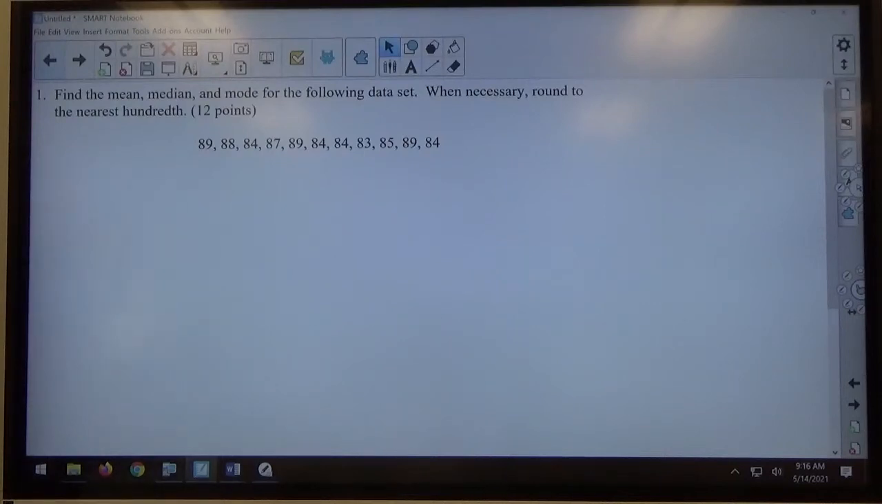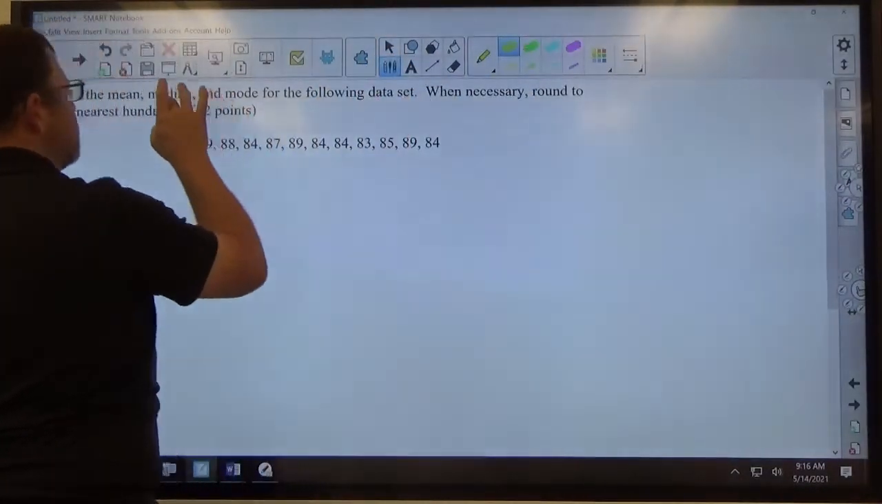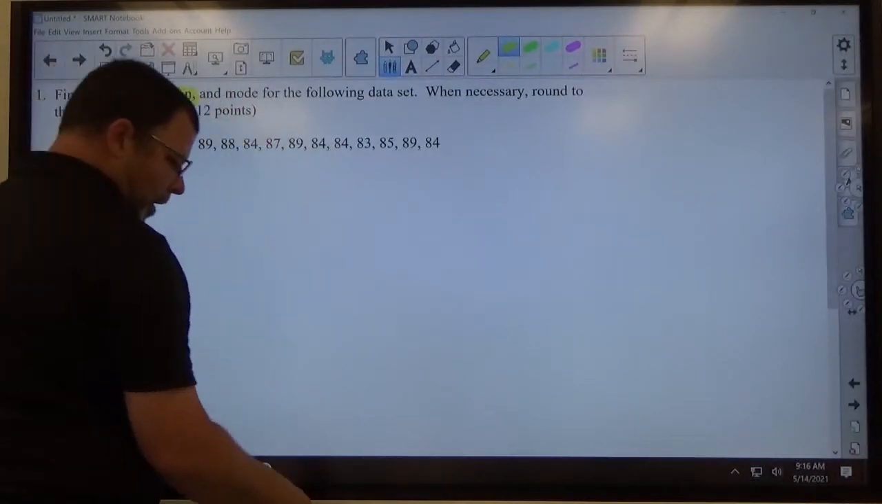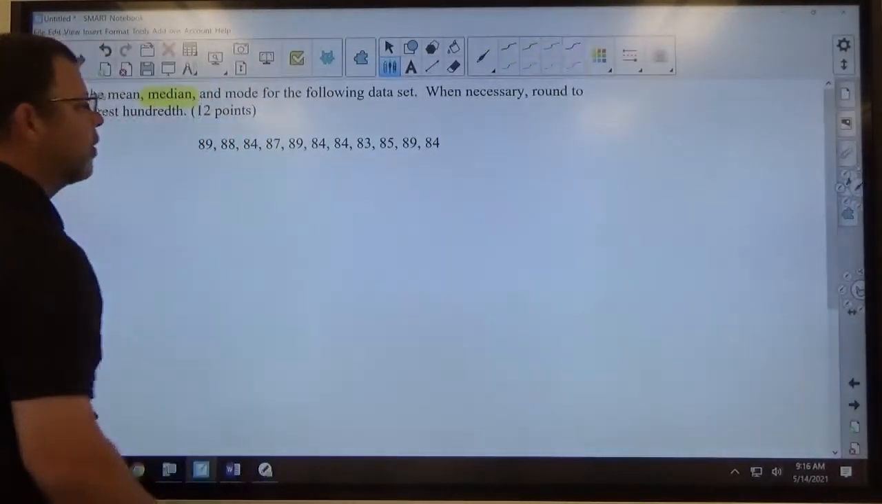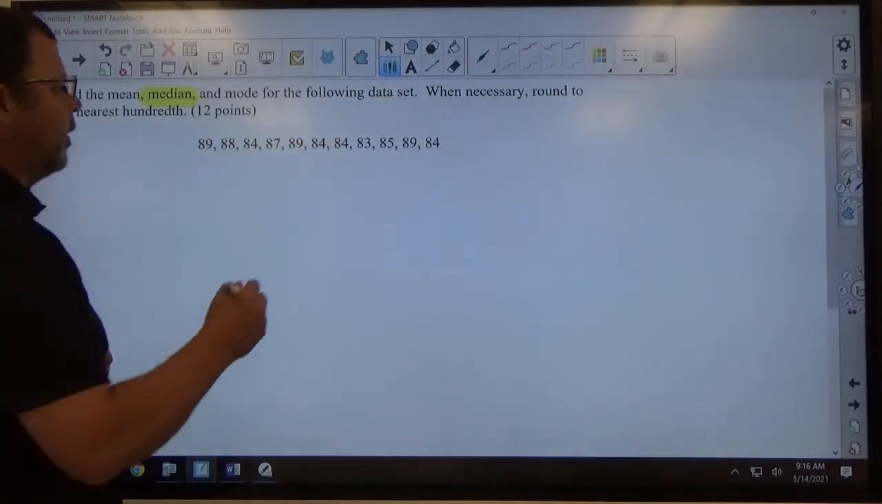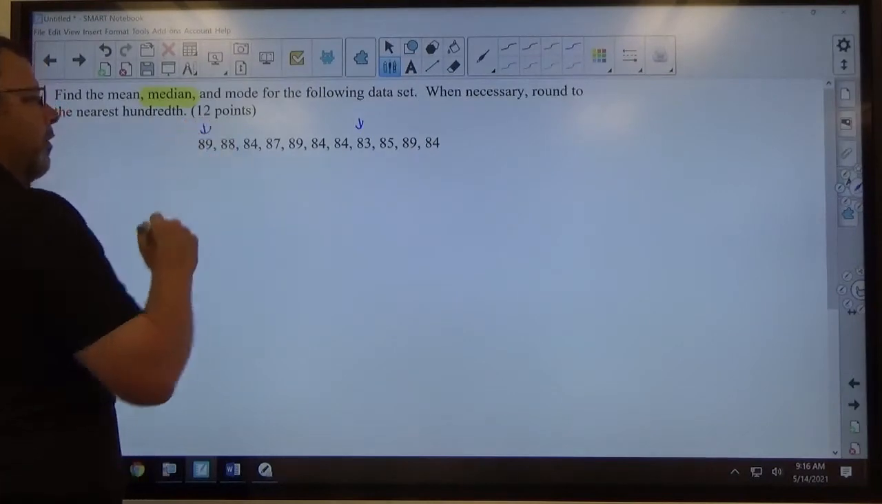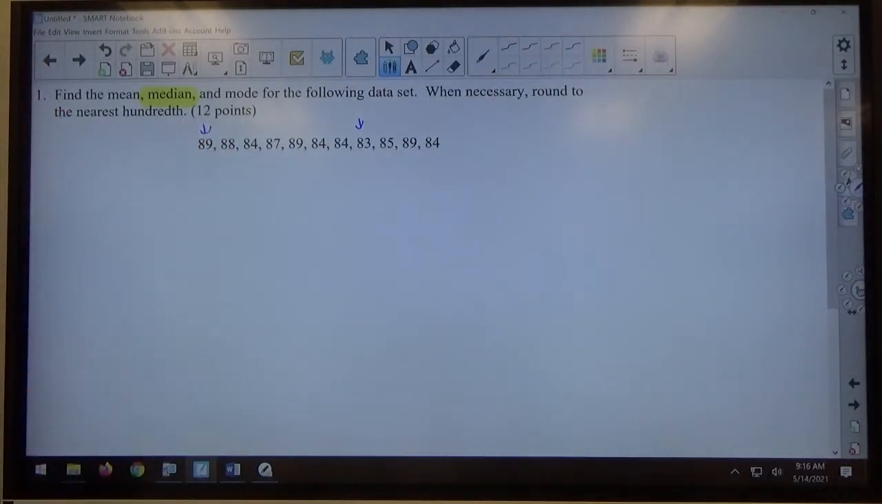Okay, it says find the mean, median, mode for the following data set. When necessary, round to the nearest hundredth. Anytime I see the word median in my problem, I'm going to rewrite my list in numerical order, smallest to largest. Looking here, the smallest number is 83, and the largest number is 89. You want to get a feel for smallest to biggest when you're grouping it up like this.